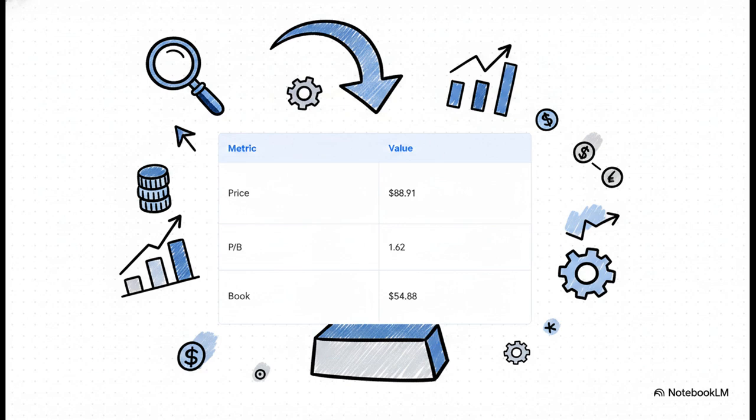Since the source filings don't explicitly hand us the book value per share, we just reverse engineer it. We take the $88.91 current stock price, divided by their price-to-book ratio of 1.62, and boom, we deduce an implied book value per share of $54.88. That forms the foundational baseline of our target.